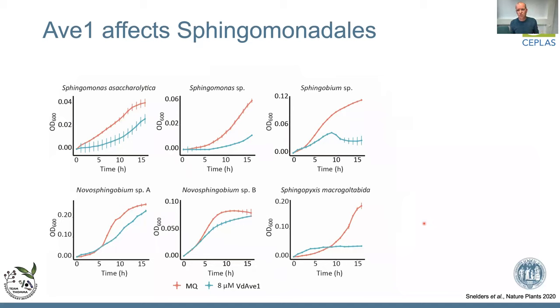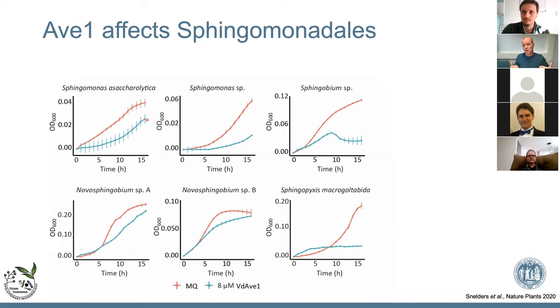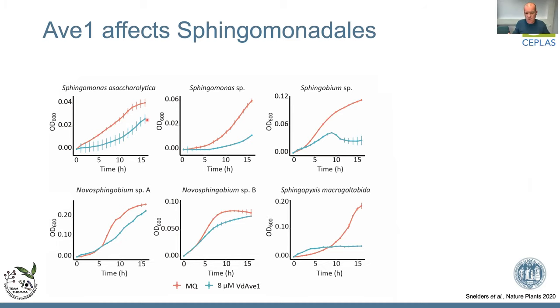So the first step in order to try and confirm this was to test in vitro whether AV1 has effects against these bacteria. And so here you see representatives of these Sphingomonads now with two curves, the water curve in red and with the AV1 treatment here in blue. And clearly in all these cases, you see that AV1 suppresses the growth of these bacteria. The dynamics is different, the sensitivity is different between the species, but all in all, it looks like all of them are sensitive to treatment with this protein in vitro.